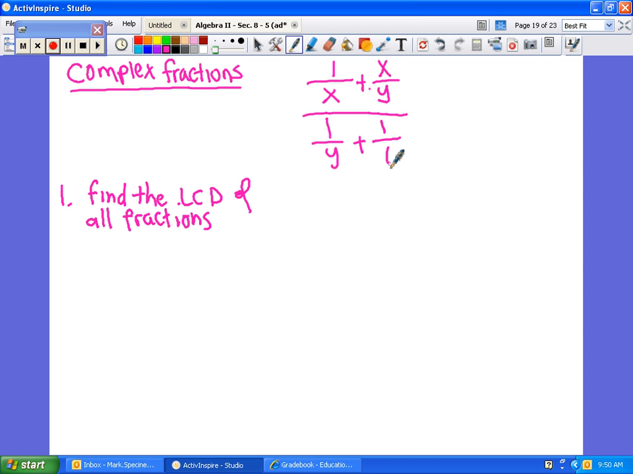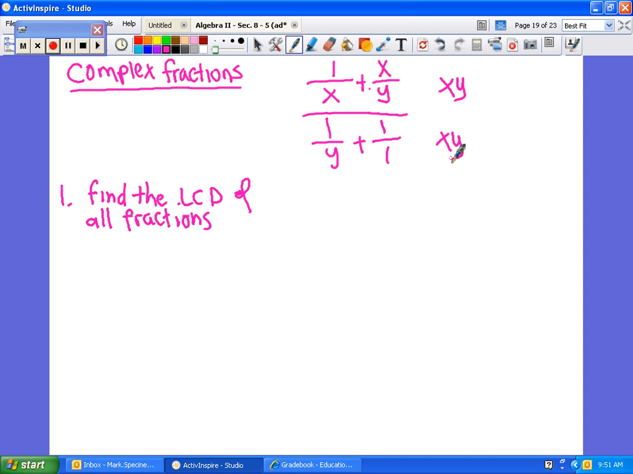I'm going to look at each of my denominators and I'm going to find everything that's in common. So what do I have? I have an x here, and a y here, and a y here, and a 1. So what are the elements of the denominator? 1, x and y, right? So I have x and y, and I have x and y.